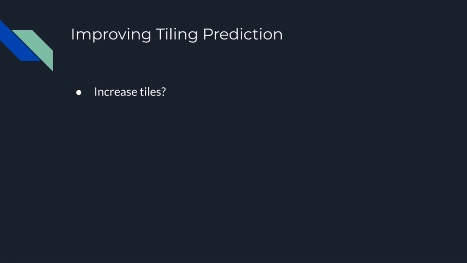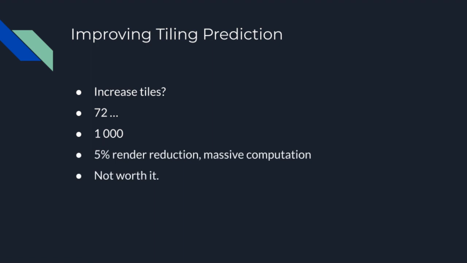Cutting into more segments would be more accurate, right? So why not increase the number of tiles from 72 to 1 million? Well, actually my computer couldn't handle 1 million at all, so let's try 1,000. The motivation for this idea was that they never gave any reason for choosing 72 tiles. However, my results for 1,000 kind of prove that 72 is a good choice, because even with this massive increase in computation, it resulted in a 5% render reduction. It's just not worth it.